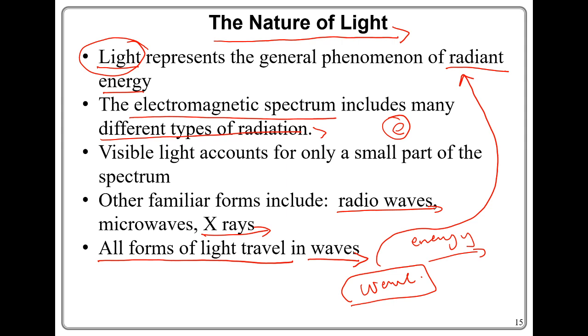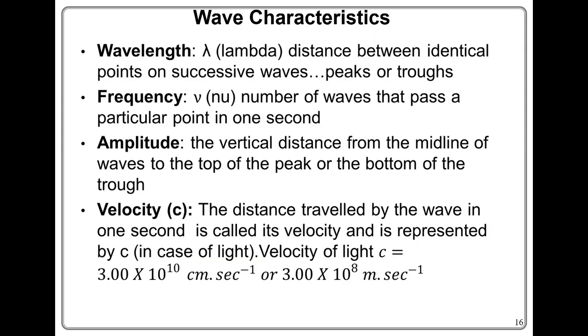So the most important thing we can look at is the characteristics of a wave. There are some definitions that we need to understand. For example, the wavelength, whose symbol is lambda, is just the distance between two successive peaks. I'll show you as we go on.